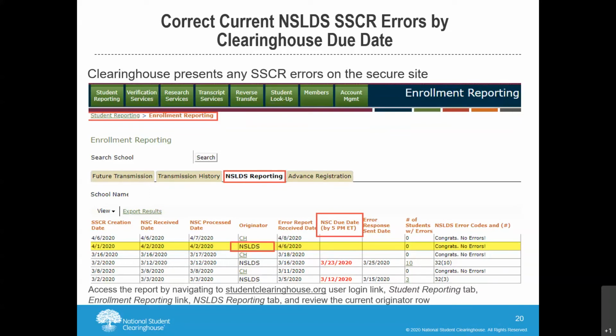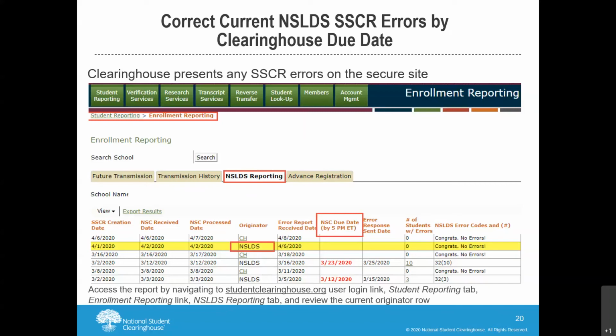So I hope that distinguishes the roster process, which has to do with Title IV, with compliance reporting for Title IV, with audits. That's going to be limited to the NSLDS originator row. If you do experience any SSCR errors for the current roster, we would display a Clearinghouse due date, or NSC due date. Ideally you'd correct those errors by that due date, and then we send the error response out within the timeliness requirement, which happens to be 10 days.